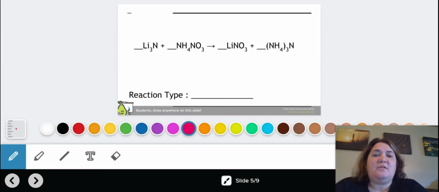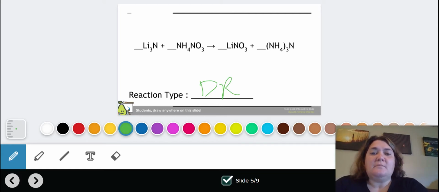Looking at this one, we have again a compound reacting with a compound, and that lithium now has a new partner, nitrate, and the ammonium now has a new partner, nitride. So again, this is a double replacement reaction. All right, so we're going to balance. We have 3 lithium on the left, so we need to multiply over here, get 3 on the right. Then we have 1 nitrogen on the left. Over here we have 1 nitrogen there.